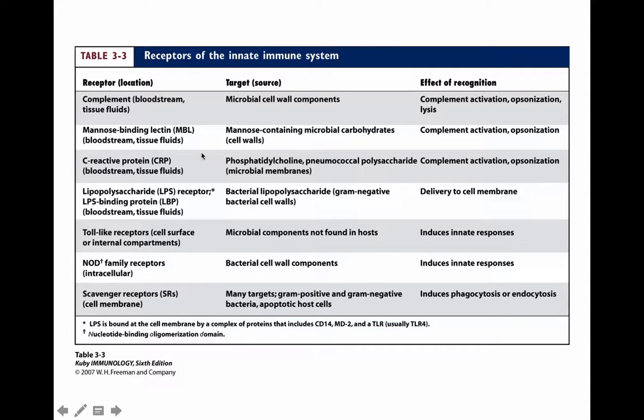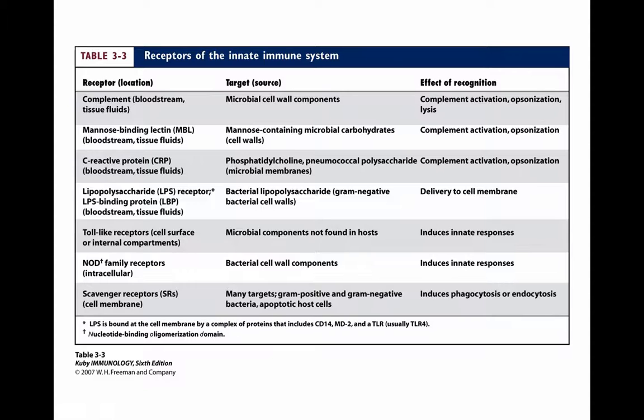C reactive protein is really of interest because it binds to phosphatidylcholine and pneumococcal polysaccharides that are found. So if you have a good response with the C reactive protein, you're much more resistant to strep infections than the average person. Some people don't produce a very strong response and they get repeated infections with strep throat.